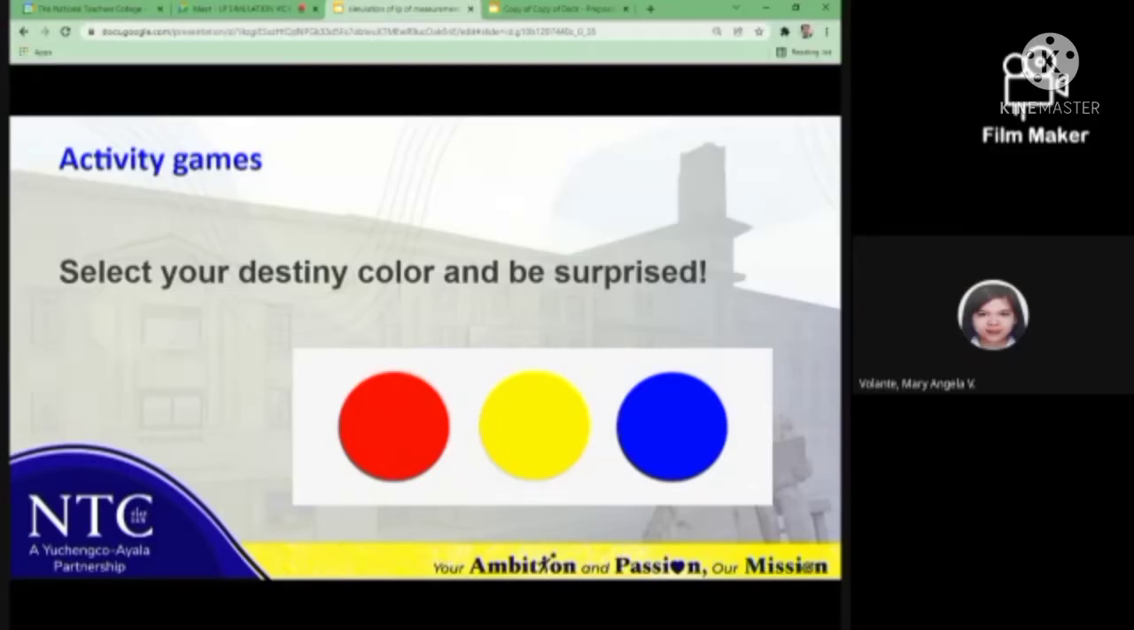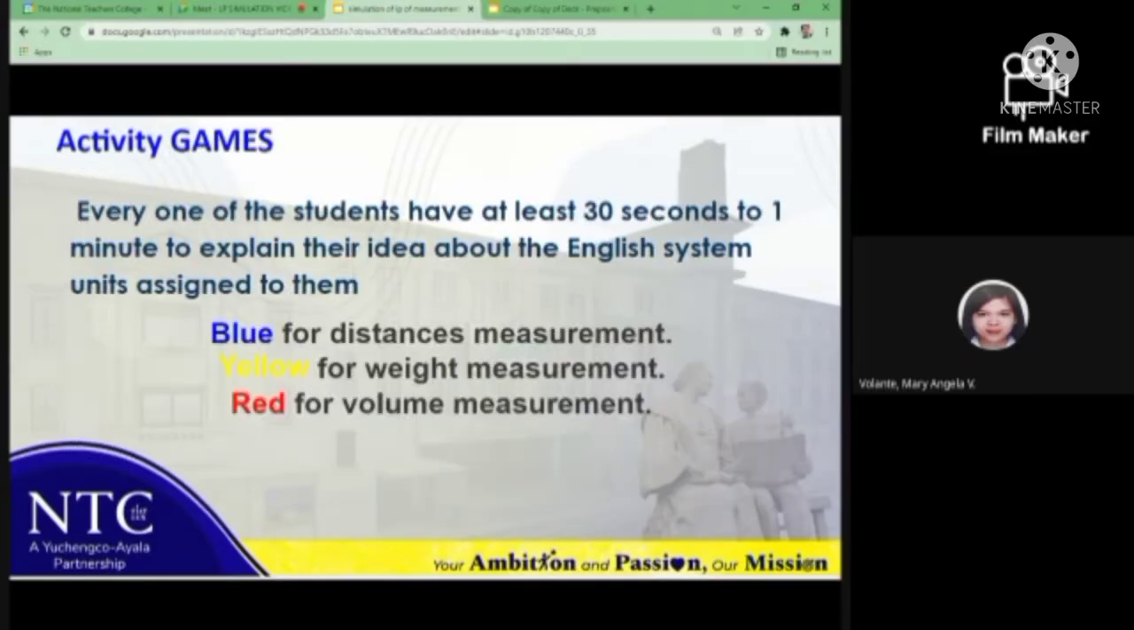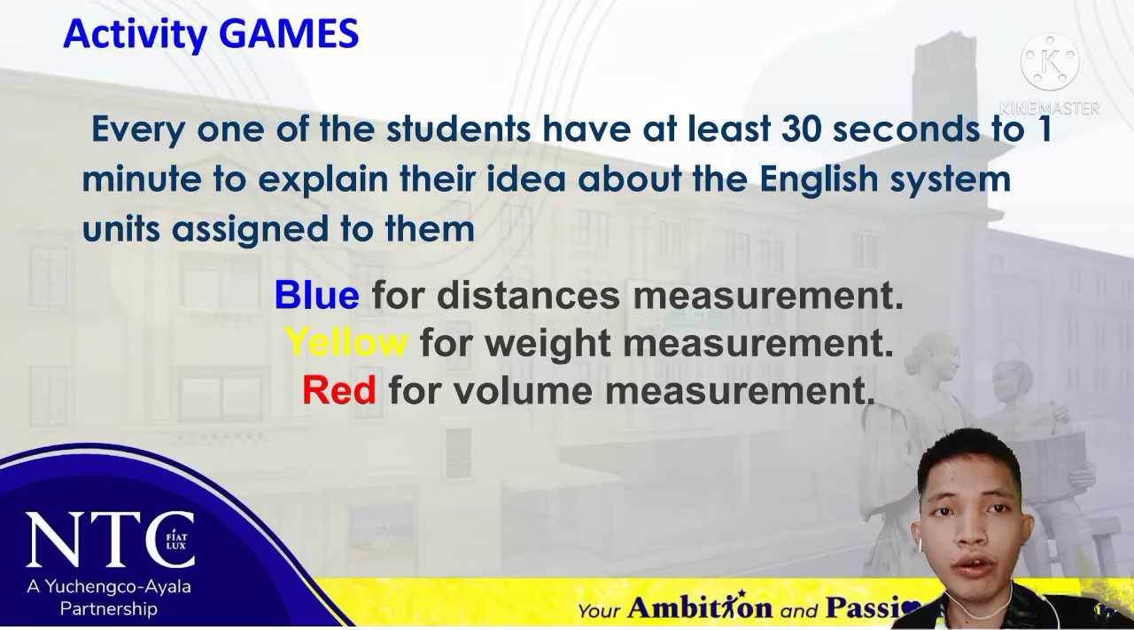The color that I chose is yellow. While choosing my color, I found out that it is for weight measurement. So the first idea that comes to my mind when I hear weight is the weight of Coke in cans, because that is my favorite drink, and I also drank it at school, and it brings back school memories. That's all. How about you, Blessy?